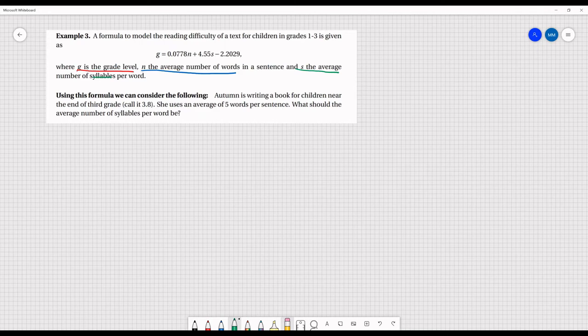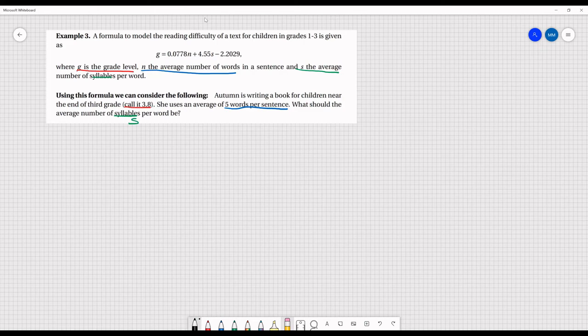So using this formula, we consider the following. Autumn is writing a book for children near the end of 3rd grade. We call it 3.8. So we are told 3.8, that's our G, grade, 3.8. It says that Autumn uses an average of 5 words per sentence. So N is the average number of words in a sentence. So this is our N. Question is, what should the average number of syllables per word be? So what are we being asked for? We're being asked what is the appropriate S in this case.